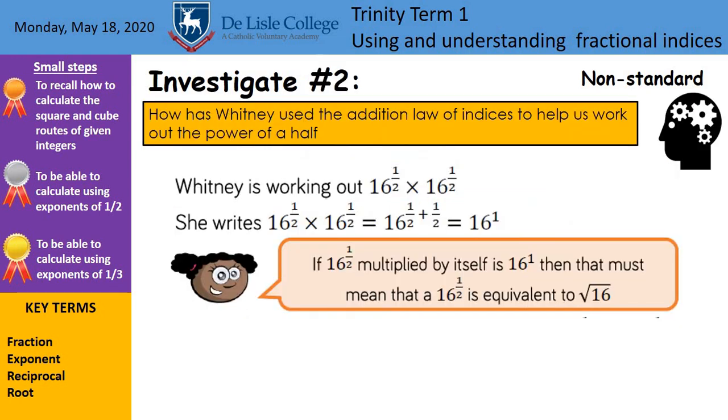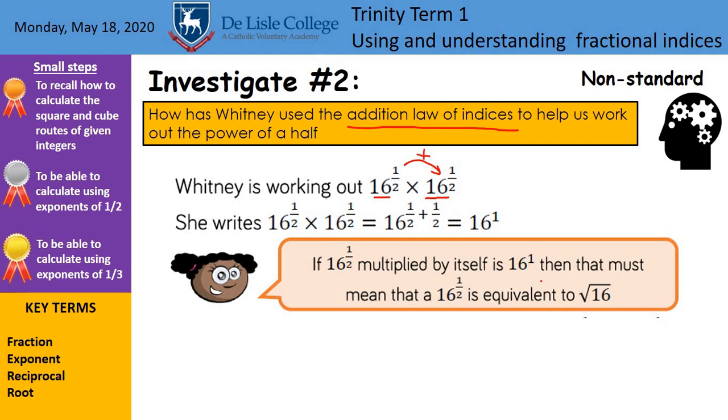Excellent. Next one, this is quite a challenge. So how has Whitney used the addition laws of indices to help us work out the power of a half? So she's working out 16 to the power of a half times 16 to the power of a half, and she writes this. Now we know she's right because the addition laws of indices say if you've got the same base value, which we have here, 16 and 16, and you've got exponents, indices, actually what you do is you add them. So she's done 16 to the power of a half plus a half gets you 16 to the power of 1.